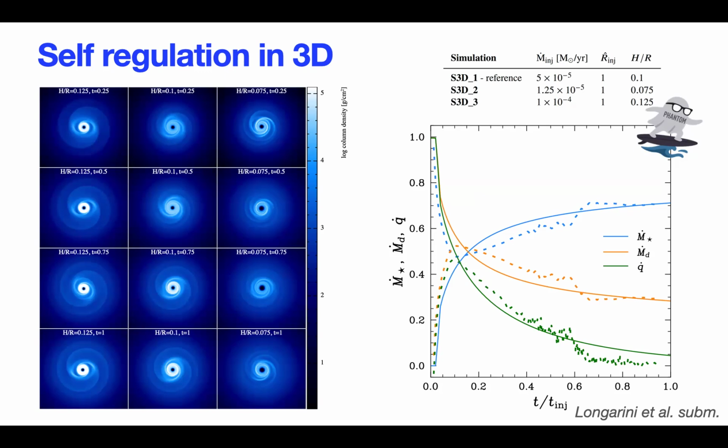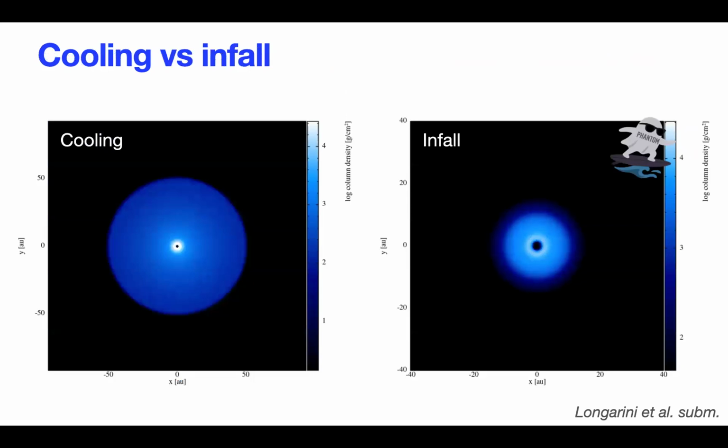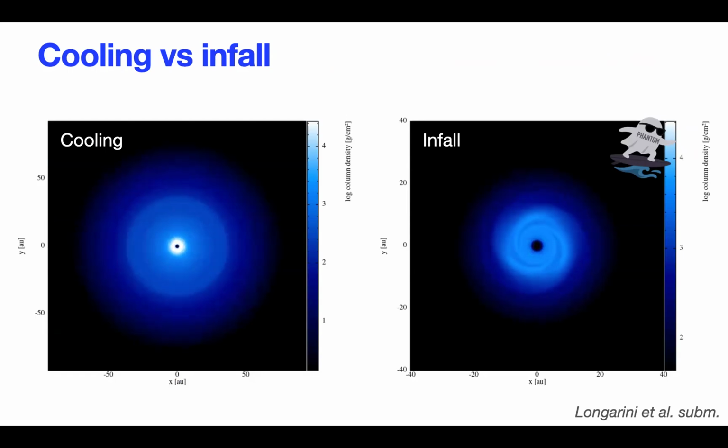Here are 3 simulations with 3 different aspect ratios, which basically determine the final disk to star mass ratio of the disk, for different time steps going down. What was very nice is that we compared the results from the 1D code, the solid lines, with the SPH simulation, and we find a wonderful agreement, meaning that this self-regulation is happening also in 3D, not just in 1D.